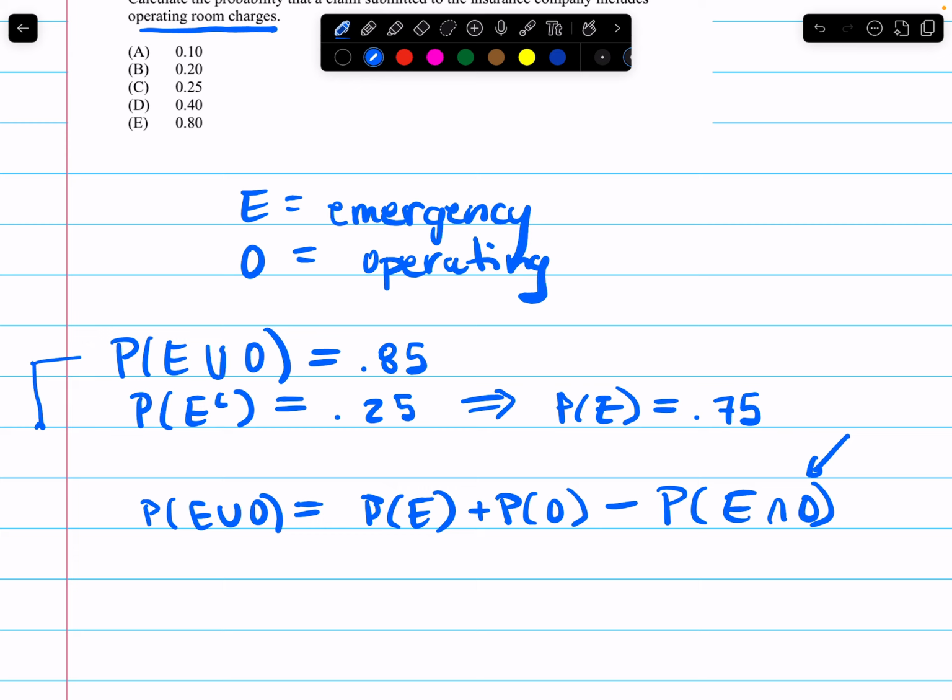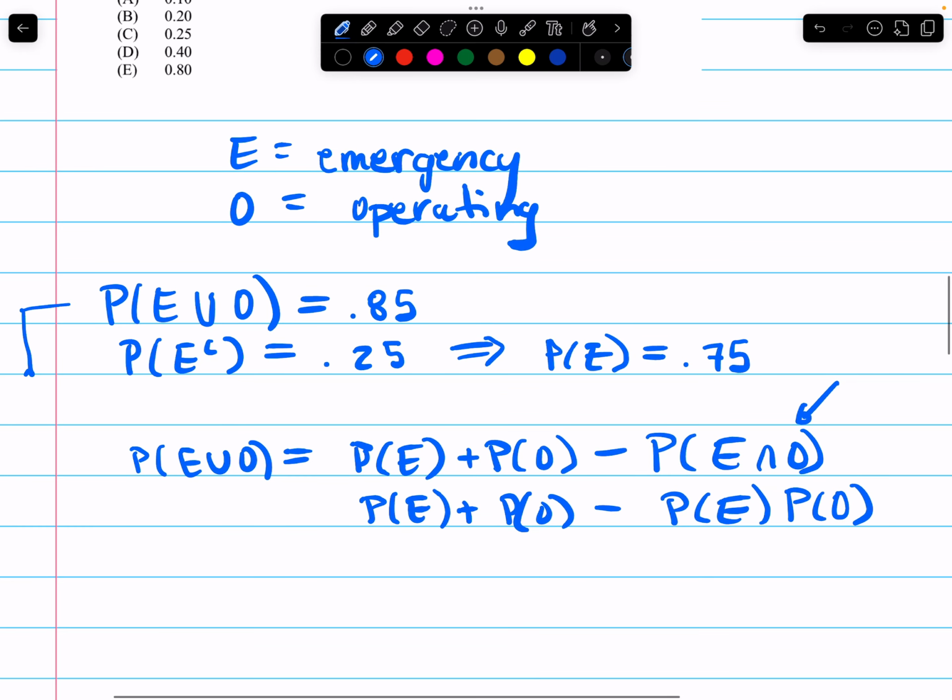Now, we were told that emergency and operating are independent of each other, so that changes this to the probability of E plus the probability of O minus the probability of E times the probability of O. I said 0, but I meant O. And so we have the probability of the union of E and O is equal to the sum of the probabilities minus the product of the probabilities. And this we get from independence.